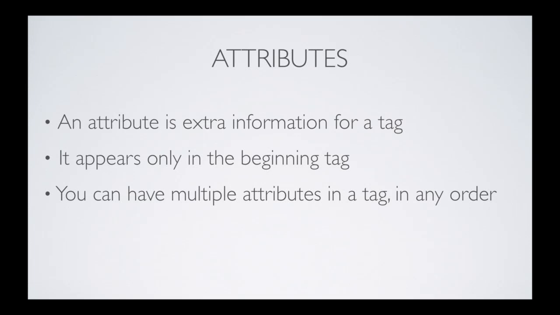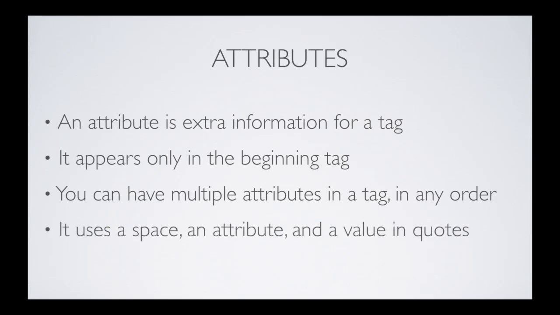They both will work, or all three or all five of them will work in whatever order you want to put them in. Now, an attribute begins with a space, then it has the attribute itself, and then a value in quotes. So it'll appear like this. You'll have the tag, then a space, the attribute, equal sign, and then in quotes you'll have the value. So in a moment I'll show you what that's about.